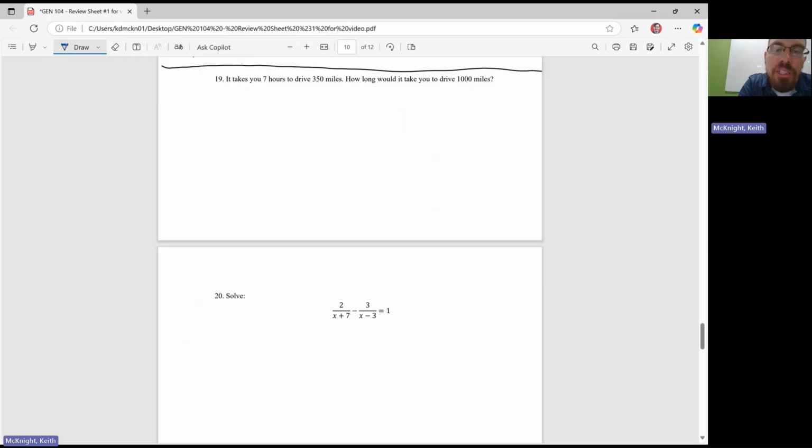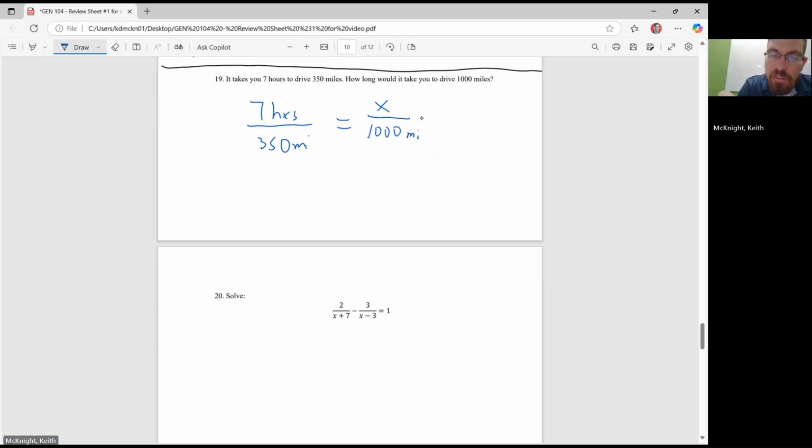So we're going to set up the first scenario. We know that 7 hours equates to 350 miles. That has to equal, we don't know how many hours, so we're going to call it x over 1,000 miles.